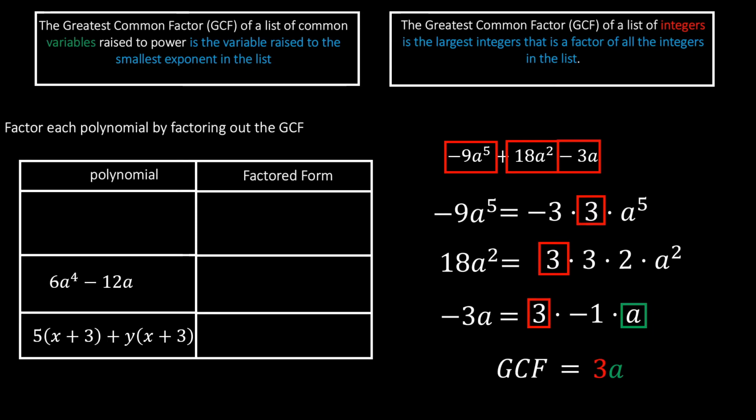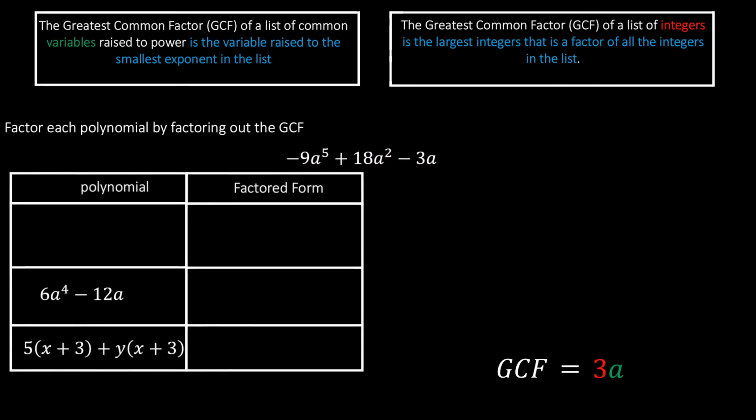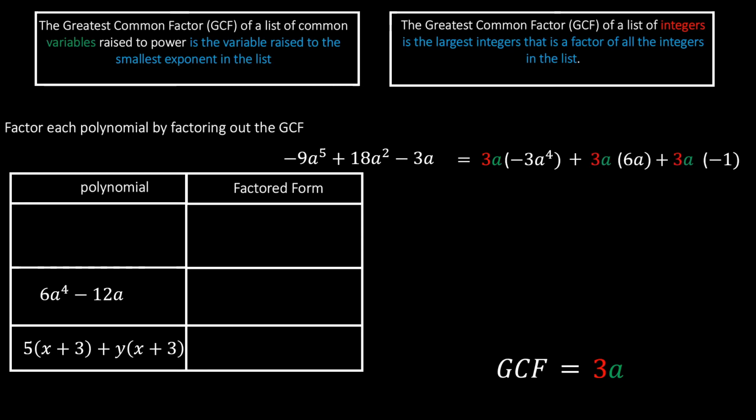Now we can use the greatest common factor to rewrite the polynomial, so the polynomial is equal to 3a times negative 3a to the 4th power plus 3a times 6a plus 3a times negative 1. We then can factor out 3a to get the factored form 3a times (negative 3a to the 4th power plus 6a minus 1).